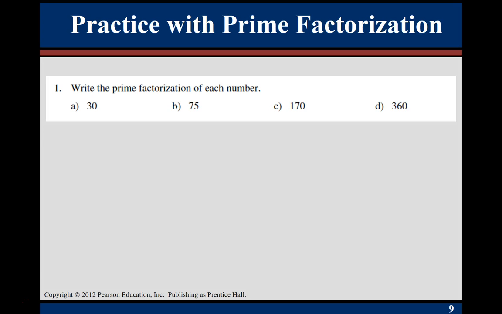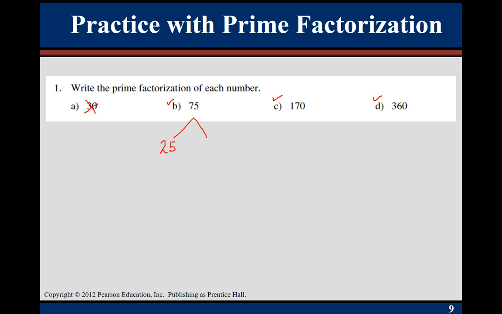We already looked at the prime factorization of 30. See if you can find the prime factorization for B, C, and D. Pause the video and check your answers when you're done. Let's look at the answers for B, C, and D.